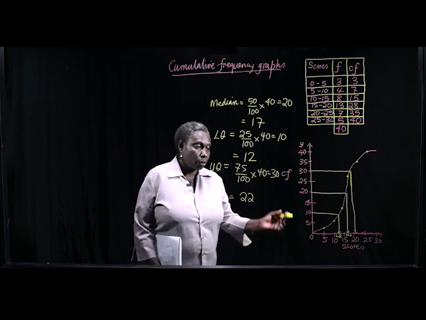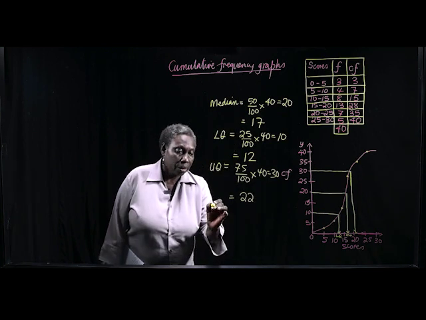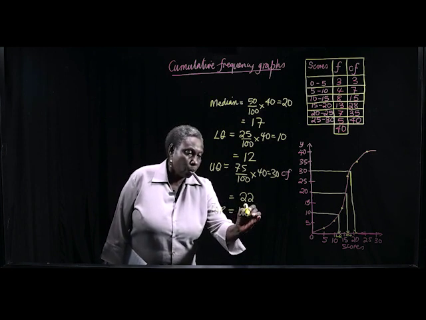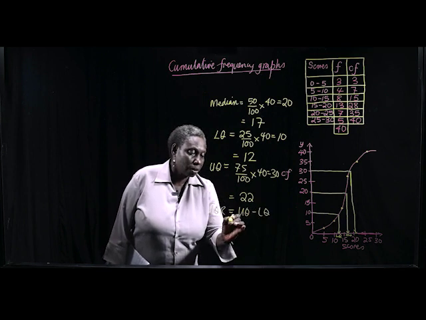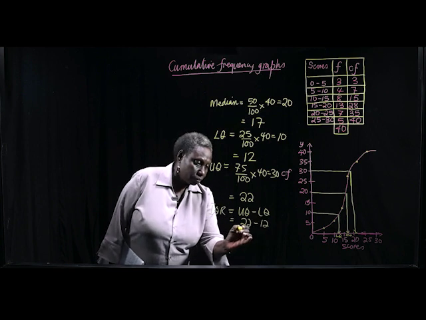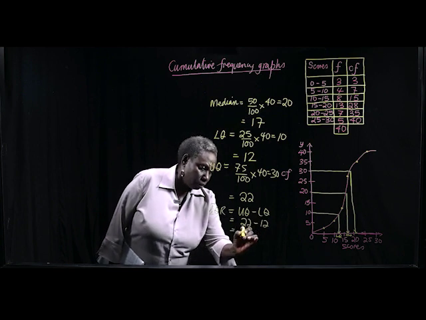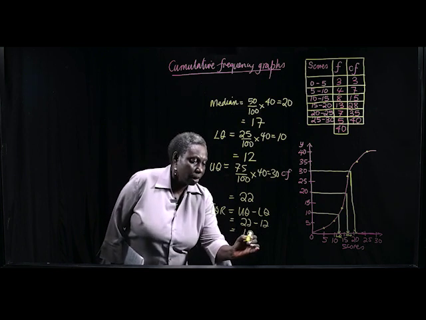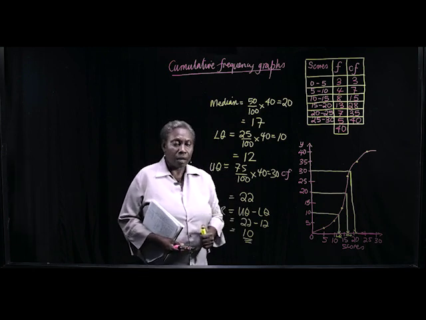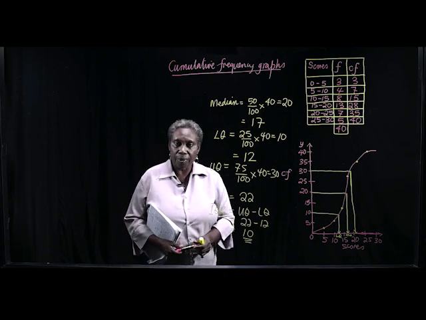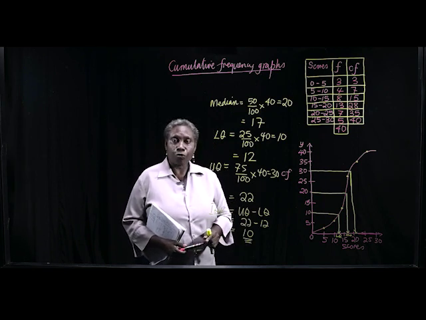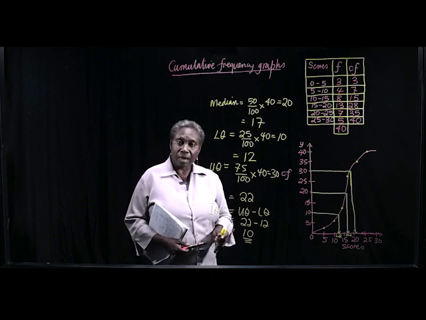Now, we have to calculate the interquartile range. The interquartile range is equal to the upper quartile minus the lower quartile, which is 22 minus 12. That's roughly around 10. So the interquartile range of this set of scores is 10. The interquartile range is very important because it tells us how far the marks spread out from the median, or from the center.